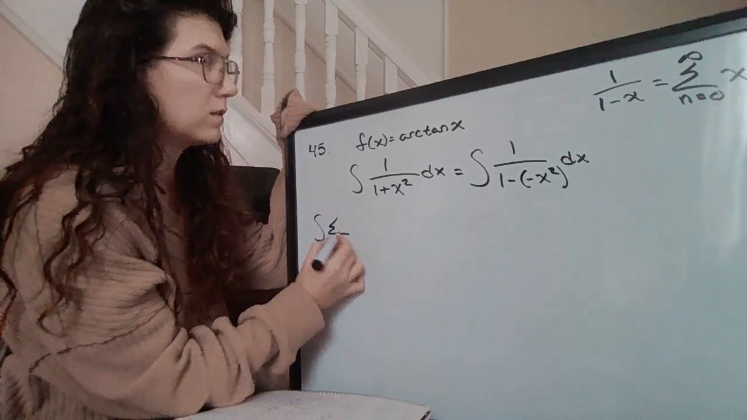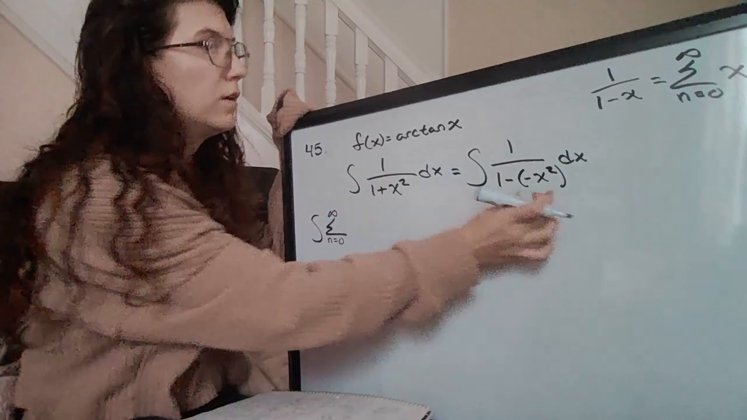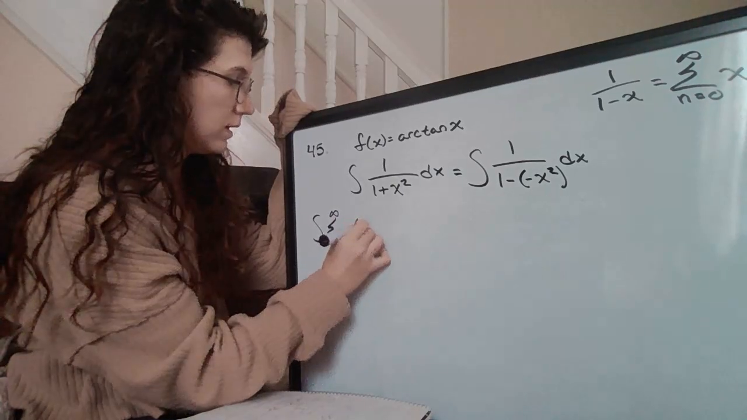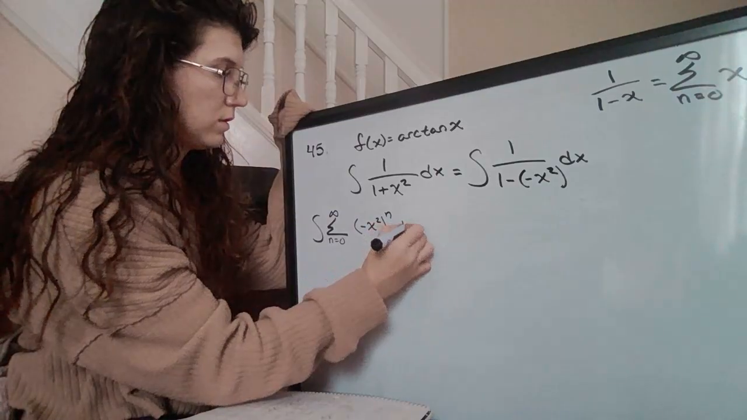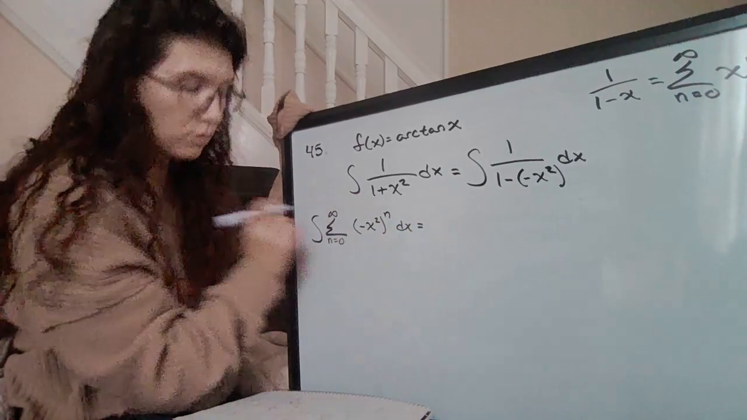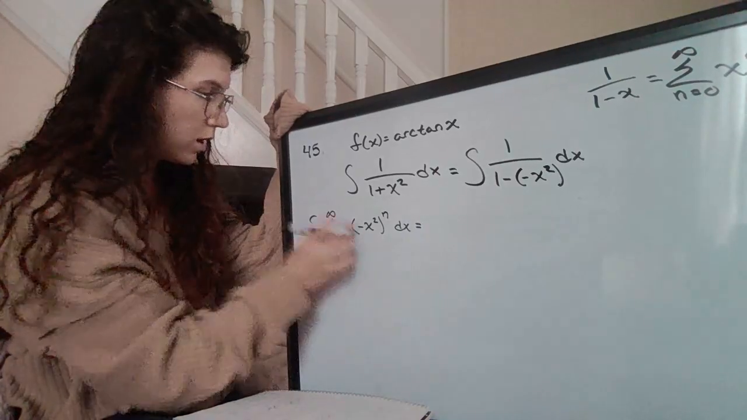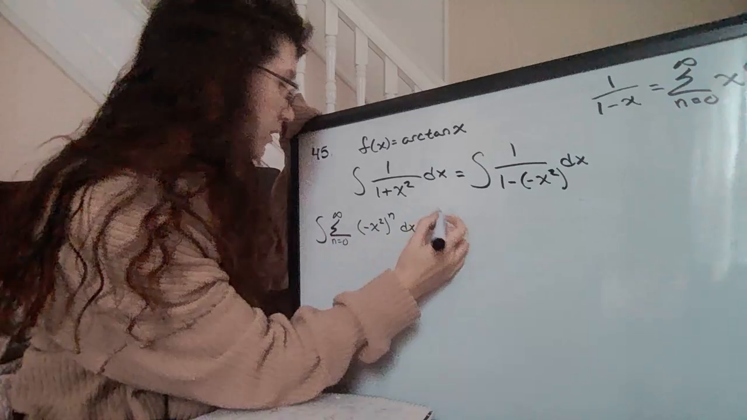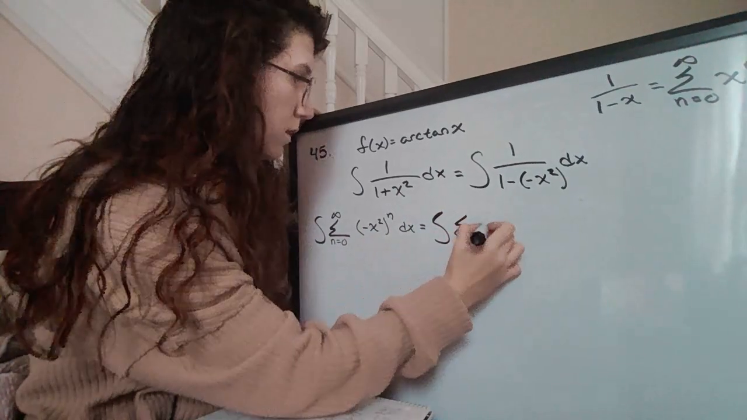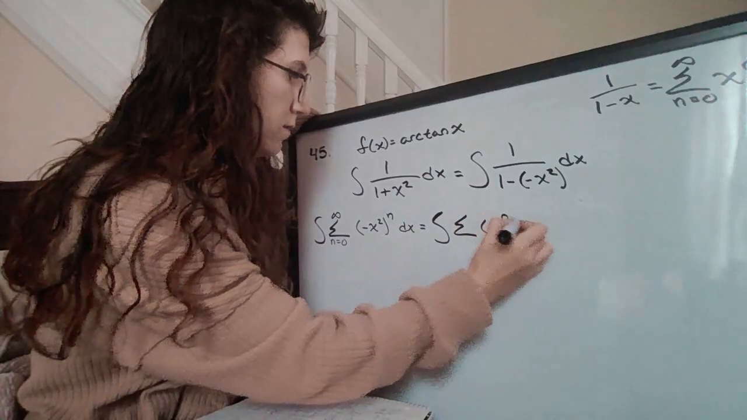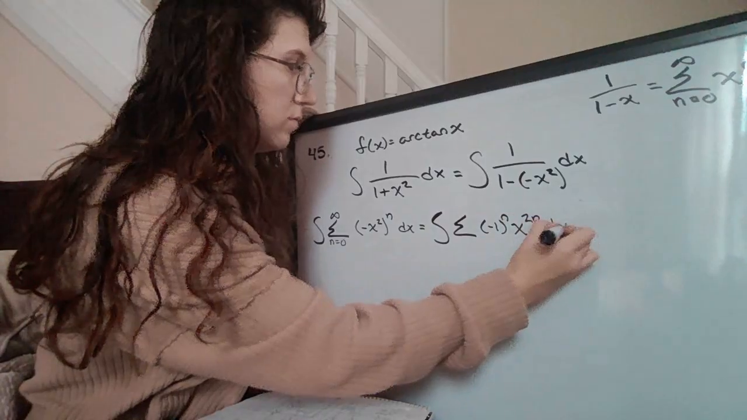So we'll say the sum n equals 0 going to infinity. It's going to be negative x squared to the n. We'll do the same thing. We'll distribute our exponent of n for each thing that is getting multiplied in there. So we'll say negative 1 to the n times x to the 2n dx.